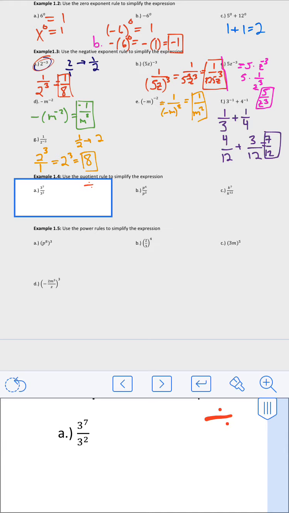They must have the same base. I'll say it one more time, must have the same base, or this doesn't work. You're going to see why.